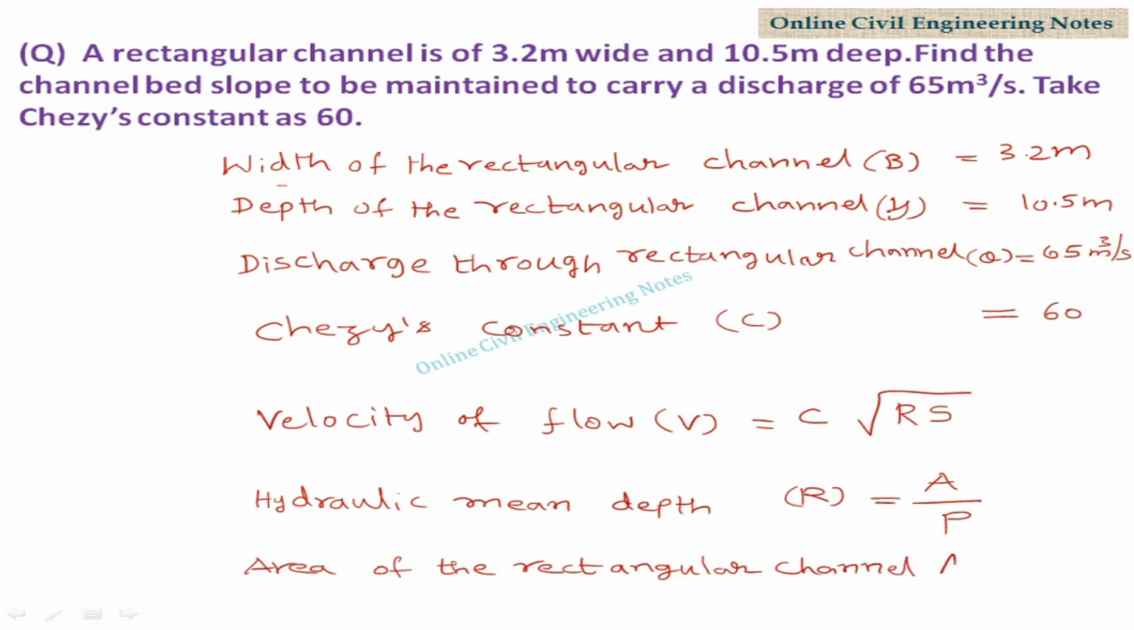Area of the rectangular channel, capital A, is equal to B into Y, bed width into hydraulic depth. B is 3.2 into 10.5. Area is 33.6 meter square.